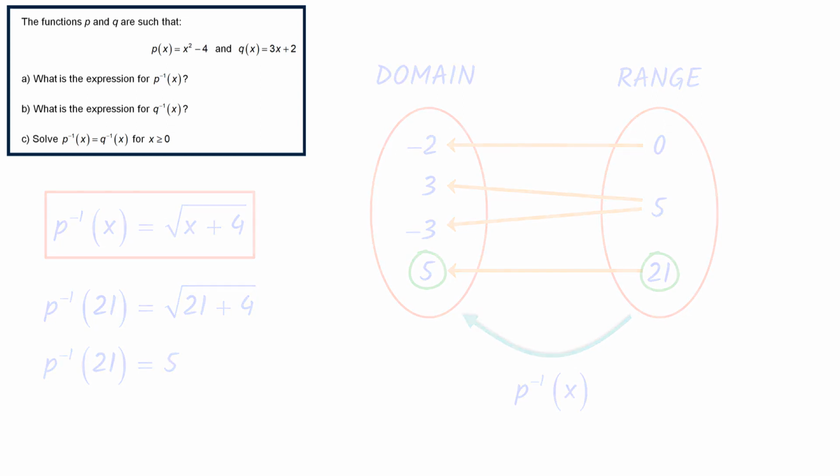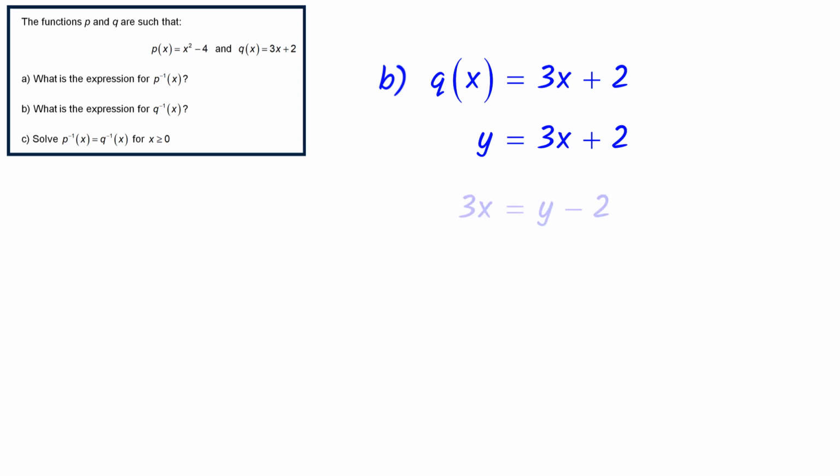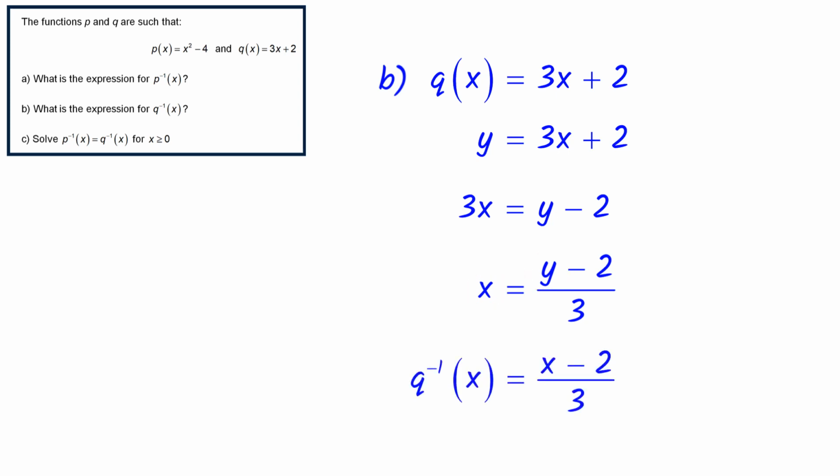Let's now answer part B. What is the expression for q minus 1 of x? First, write q of x is equal to 3x plus 2 as y is equal to 3x plus 2. Then, rearrange this equation to make x the subject. Well, 3x is equal to y minus 2, so x is equal to y minus 2 divided by 3. Next, change the x to q minus 1 of x and the y to x. So we have q minus 1 of x is equal to x minus 2 divided by 3.